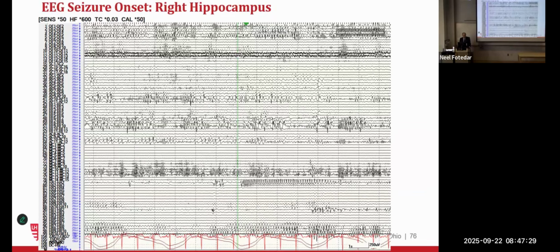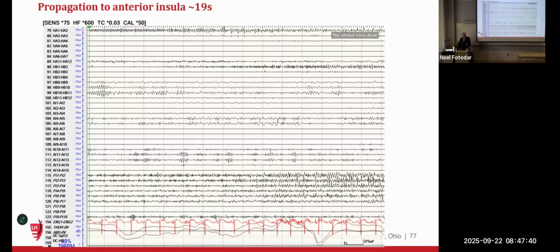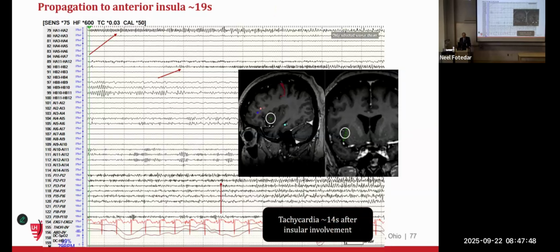Her seizure was the one that surprised us the most. The seizure started with the same repetitive spikes in the hippocampus, then was replaced by this kind of paroxysmal spike rhythm inside the hippocampus. So the onset was inside the hippocampus. And then about 19 seconds later, it started to invade the anterior insula. And that's when she developed the tachycardia. So 14, 15 seconds later, she developed tachycardia. By that time, the seizure had invaded the insula.